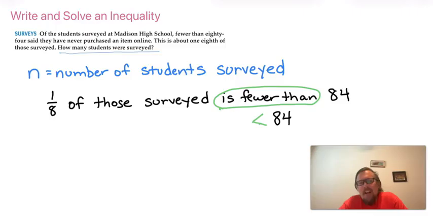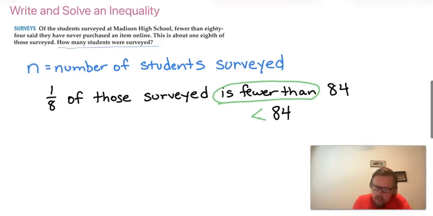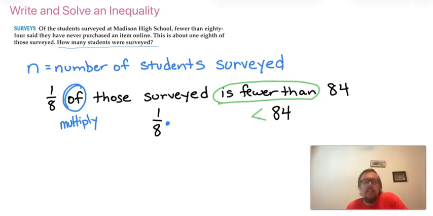So let's do the other part. 1/8 of those surveyed. So 1/8, and then the word "of" means multiply. Of means multiply. So 1/8 of those surveyed, and our variable n was the number of those that were surveyed. So 1/8 times n is fewer than, less than, 84. So here's what our equation looks like: 1/8 n less than 84.